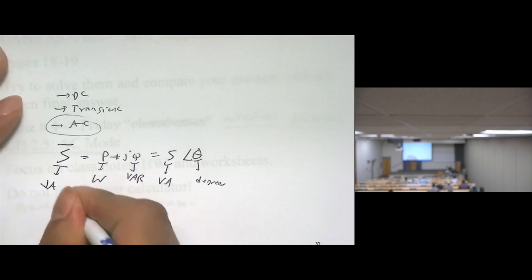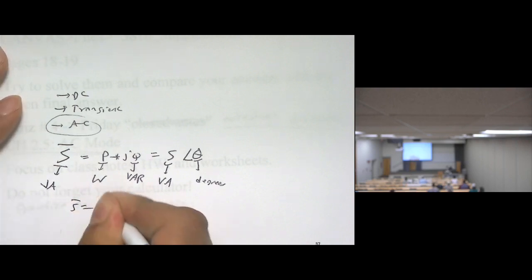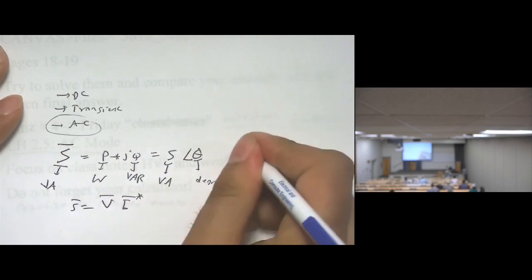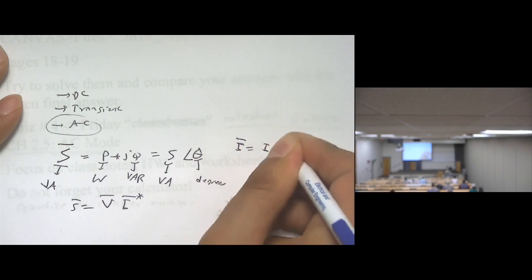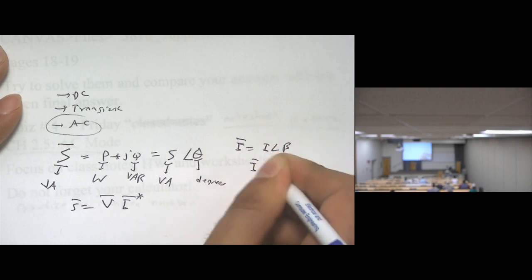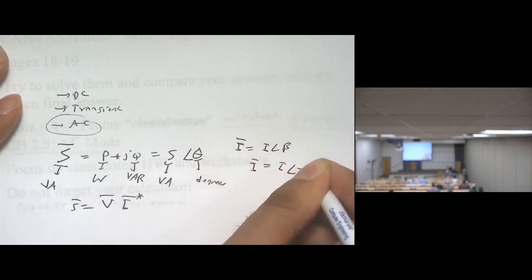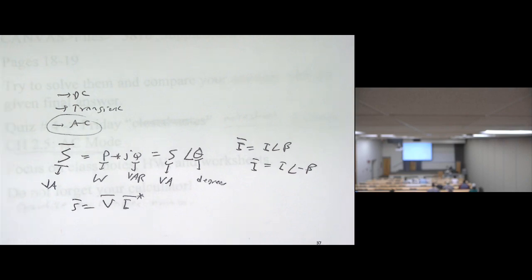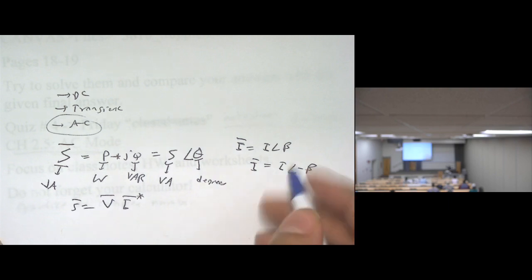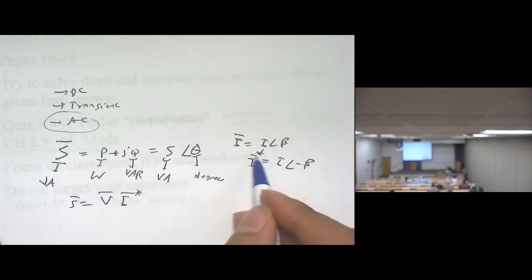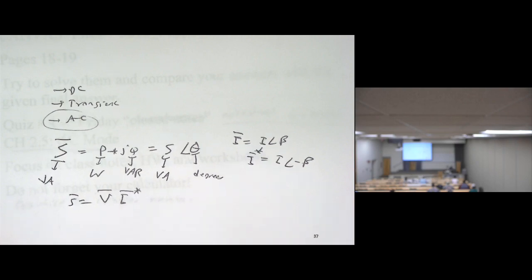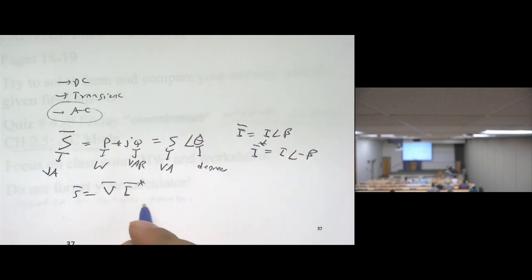And also, we talked about S bar equal to V times I conjugate. And for the conjugate, if I assume I is I angle beta, then the conjugate means reversing the sign of the angle. If the angle is negative, make it positive. If the angle is positive, make it negative. Just reverse the sign of the angle.